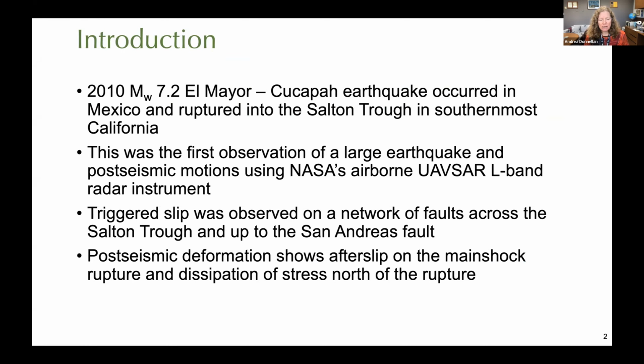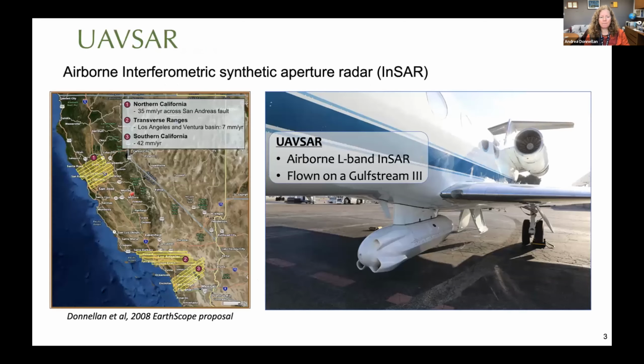We saw, as I mentioned on the last slide, triggered slip on a network of faults all the way up to and including the San Andreas fault. And we saw post-seismic deformation near the north end of the main shock rupture, and that stress dissipated over time.